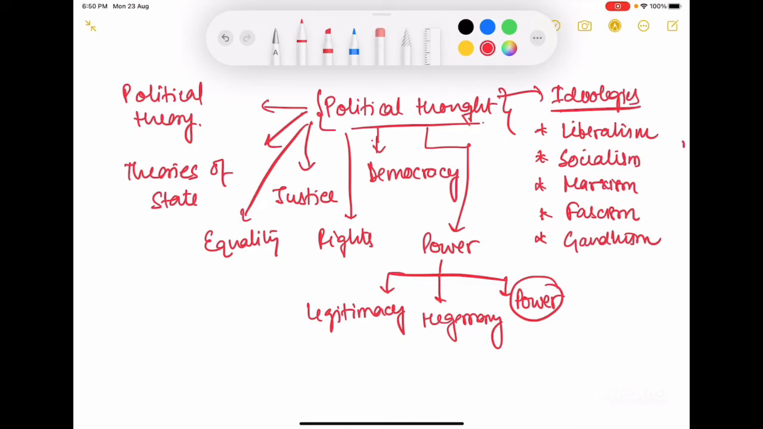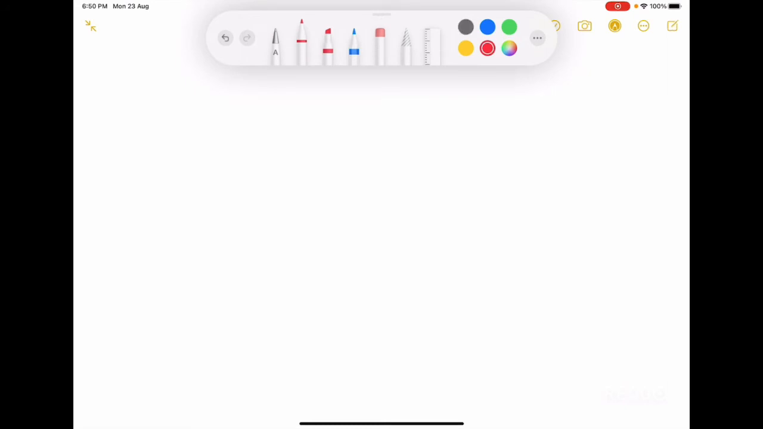Now let's come back to the discussion of the Indian government and politics. This is paper 2.